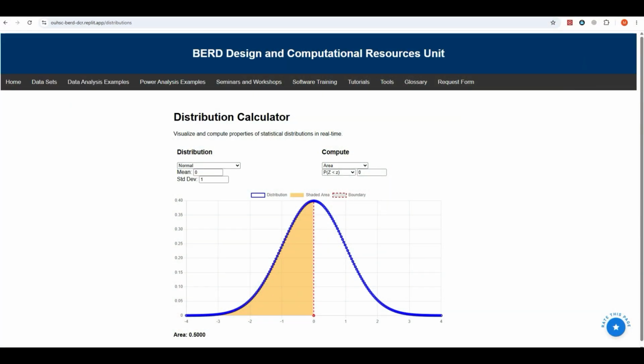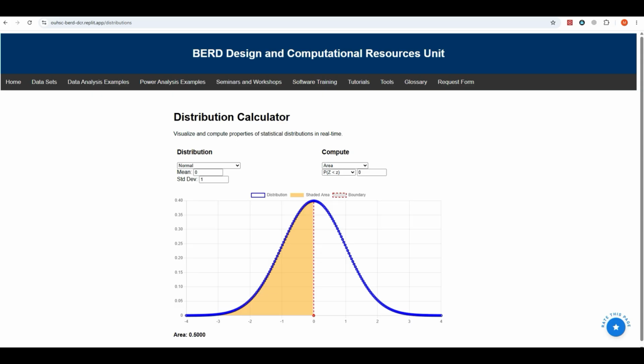Hello everyone. In this video, I want to introduce you to a distribution calculator that can be valuable when you are introducing the ideas of the normal distribution, the binomial distribution, t-distribution, and other common distributions that you might use in an introductory statistics course.